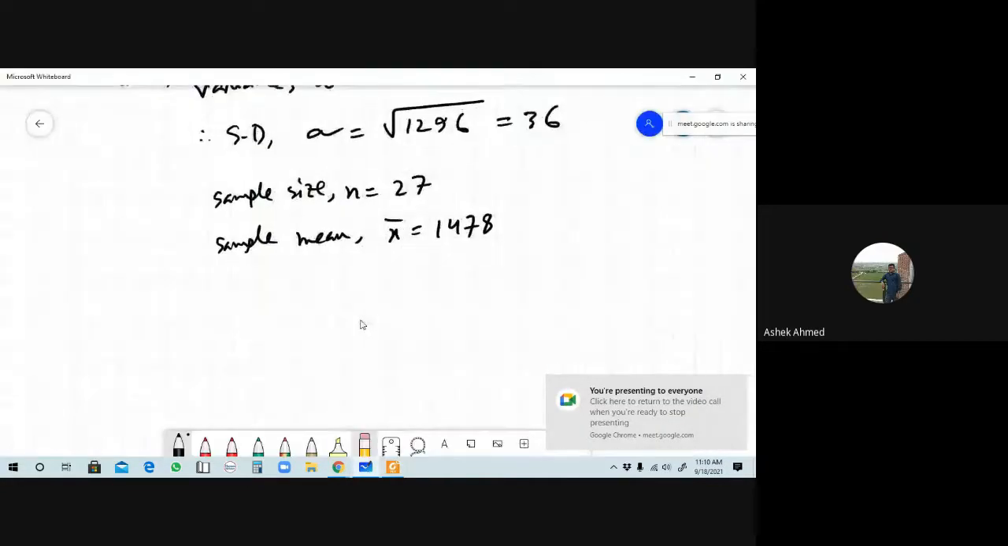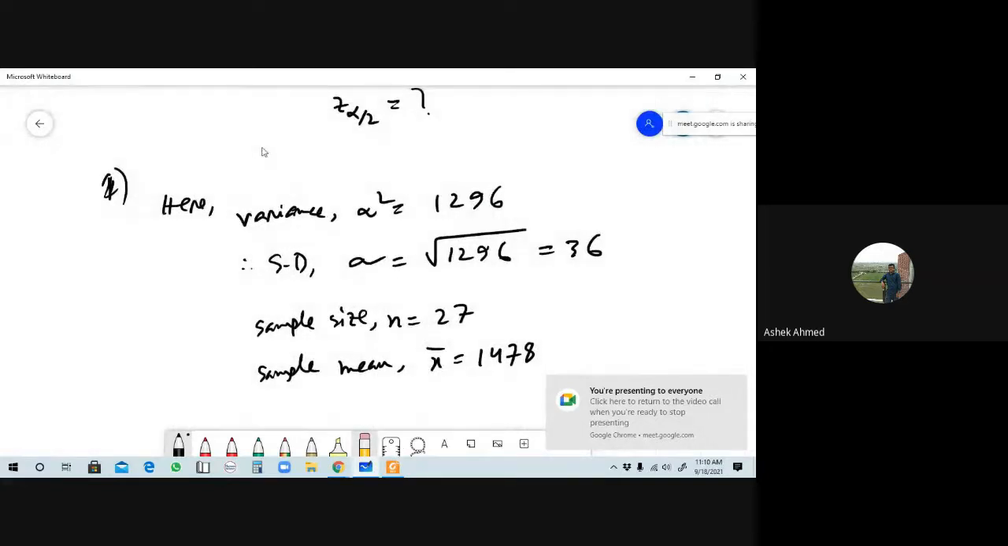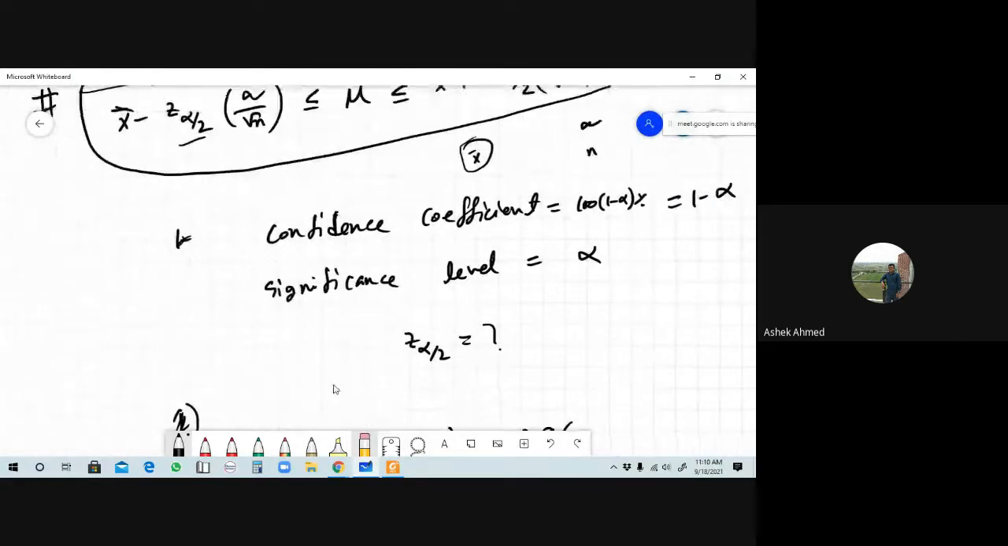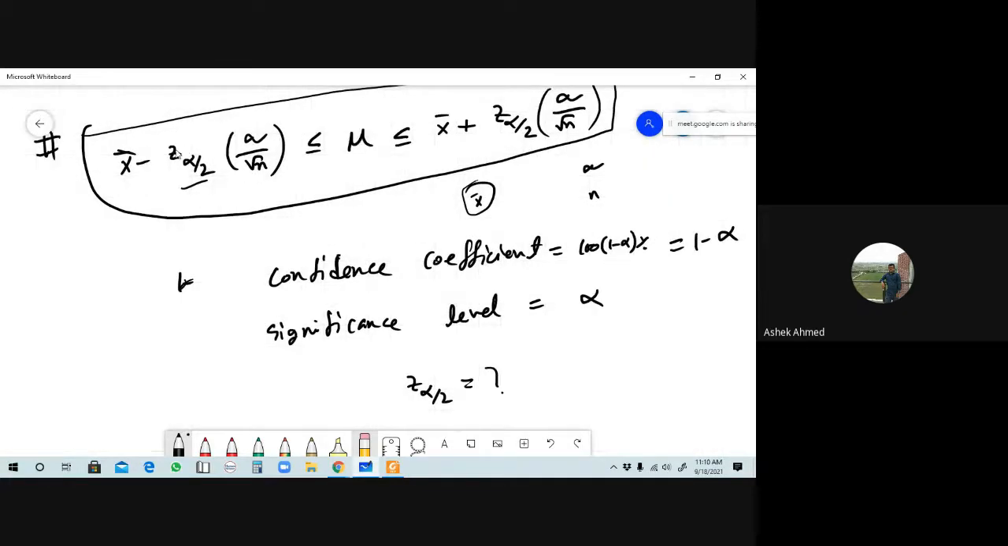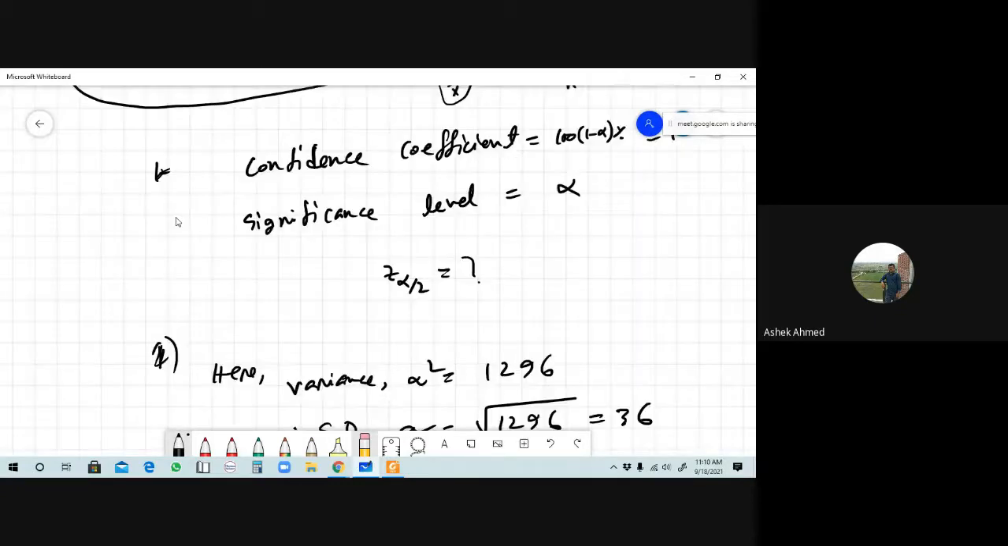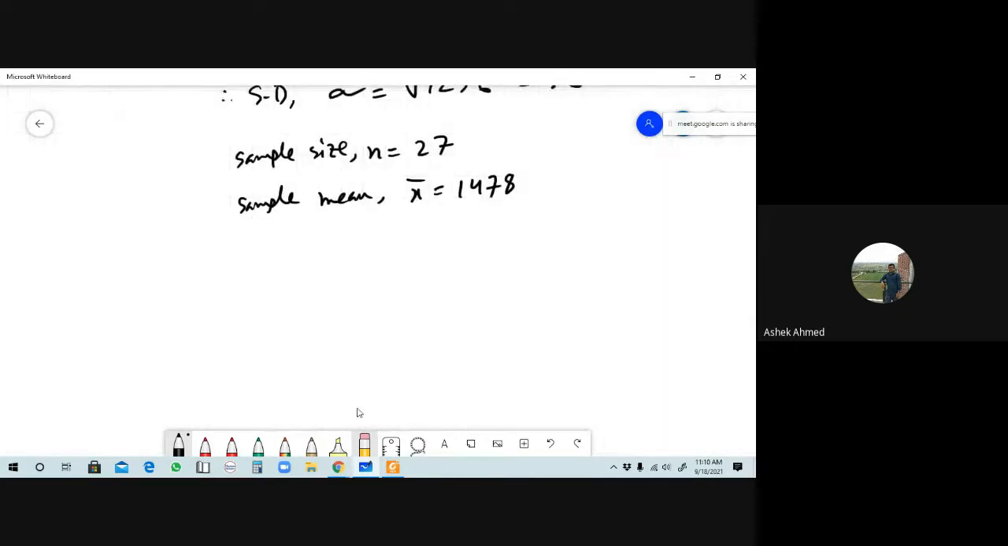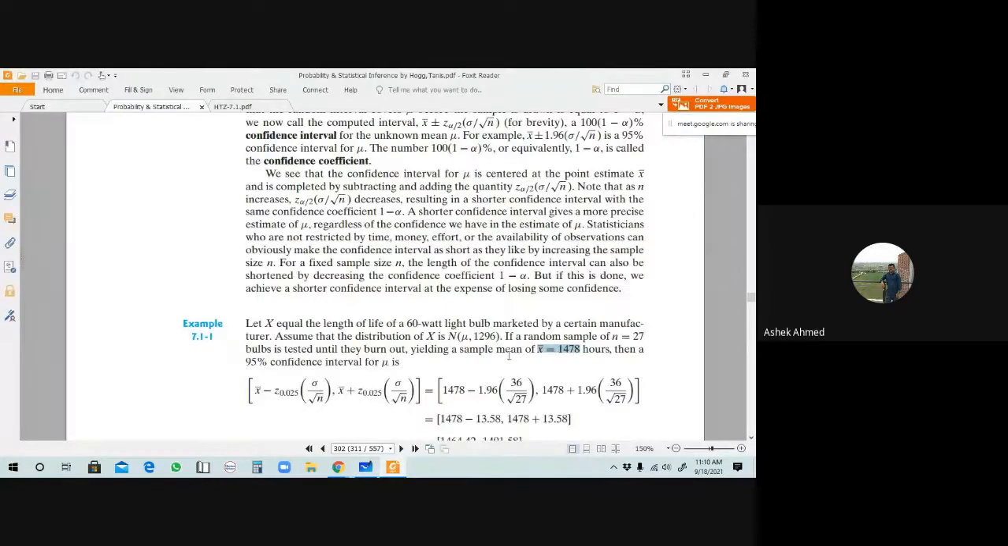So after writing this, from this interval, the values we have already found are x bar, sigma, n. But there is a remaining part, this z suffix alpha by 2. This term we will find out. For finding this, we have to find the 95% confidence interval for mean mu.